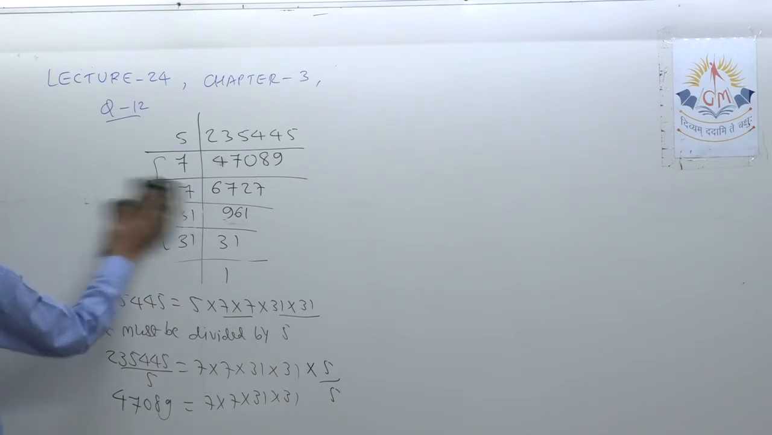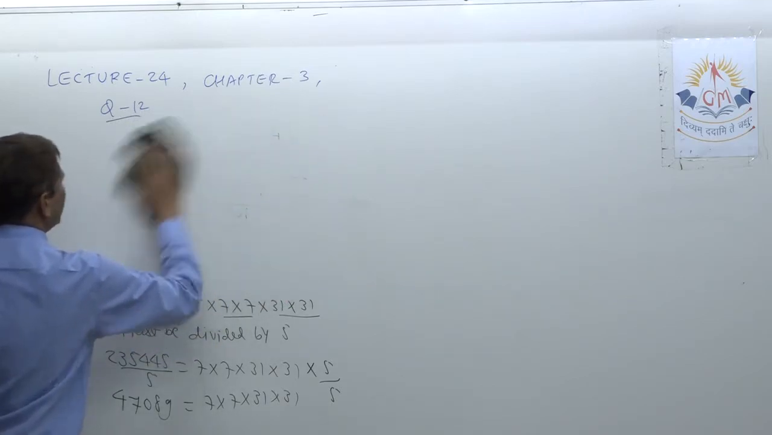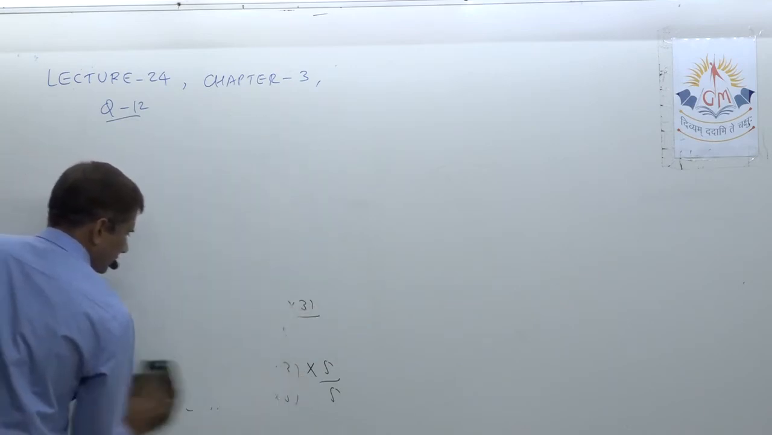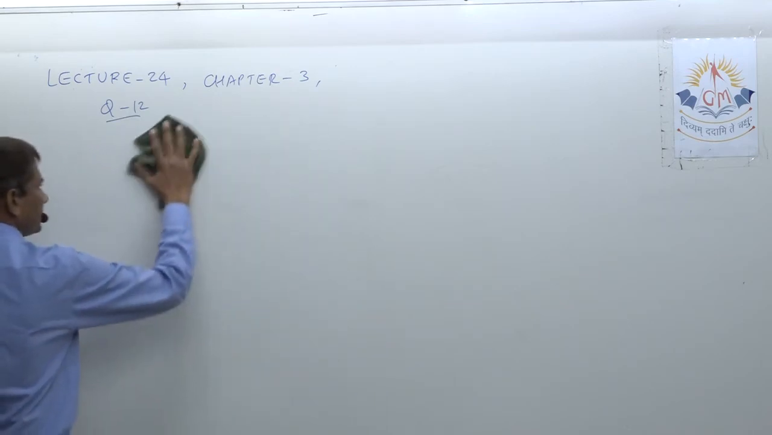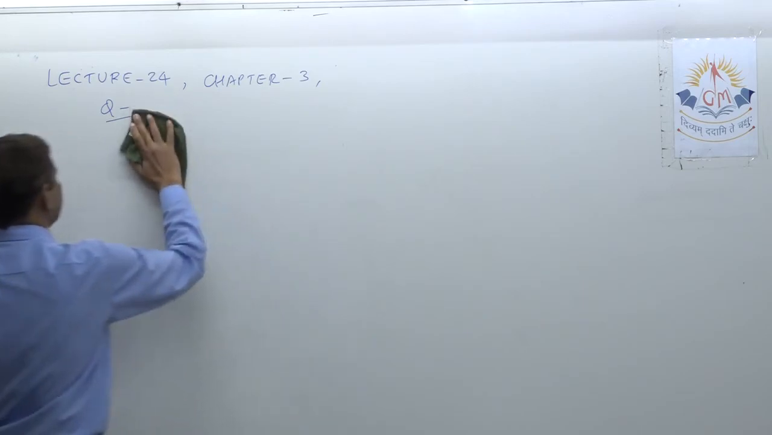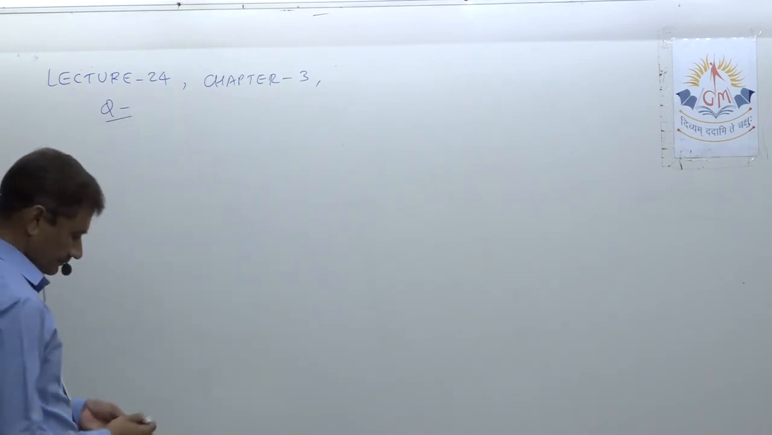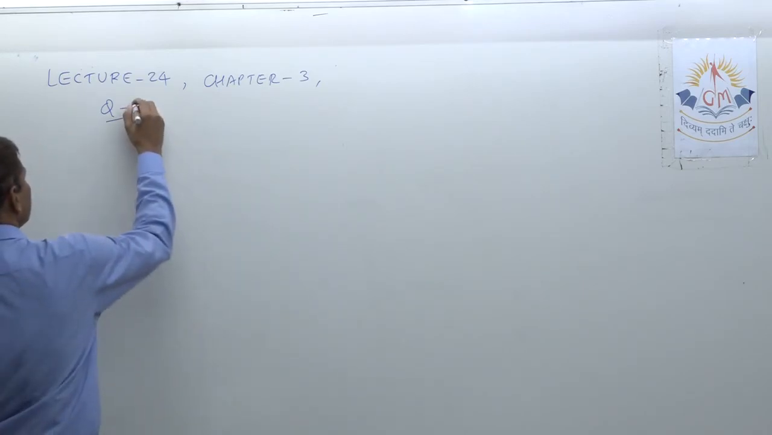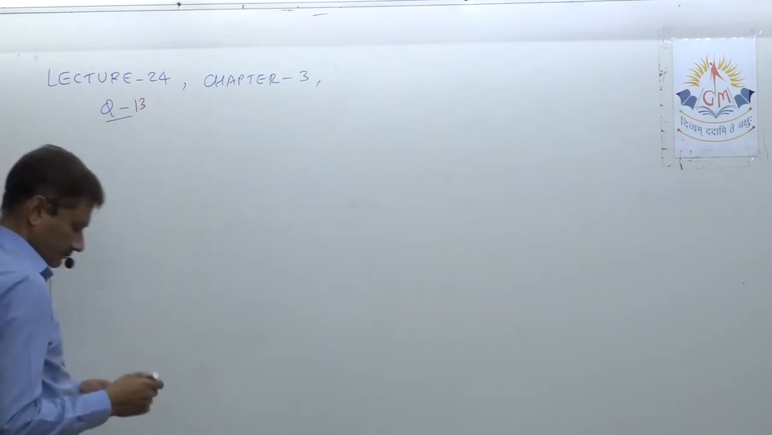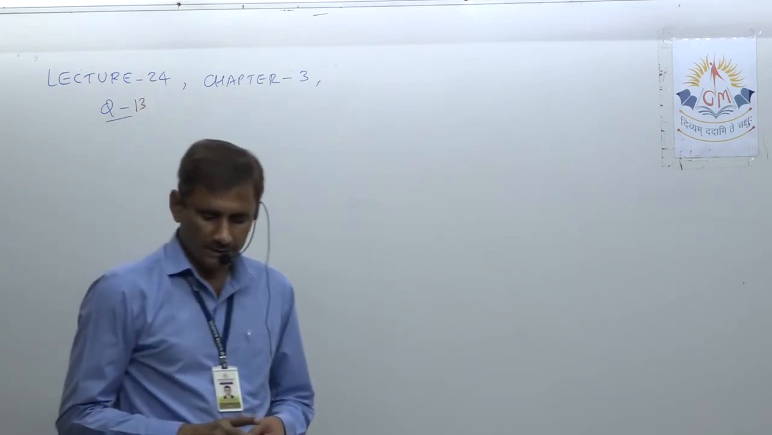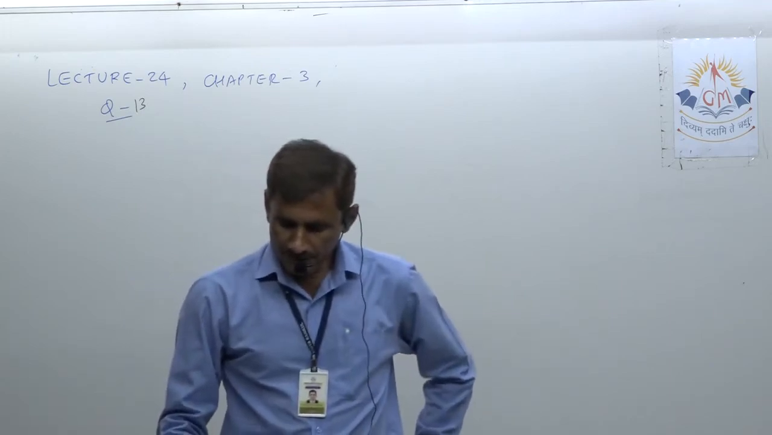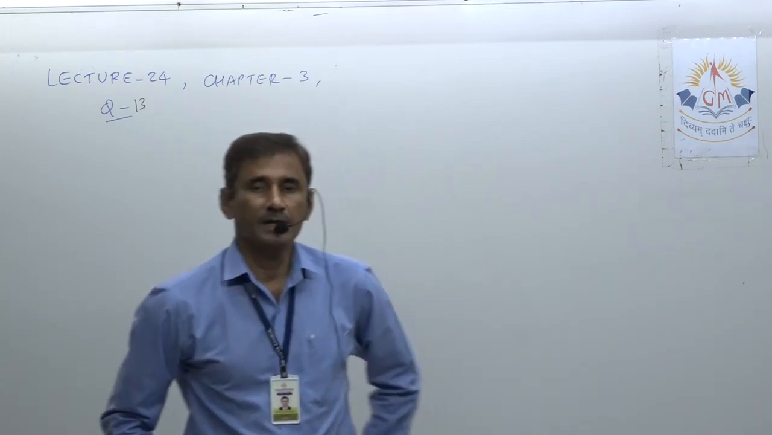Okay, now next, question 13. Understand the 13th one. Find the least square number which is exactly divisible by 8, 9 and 10.